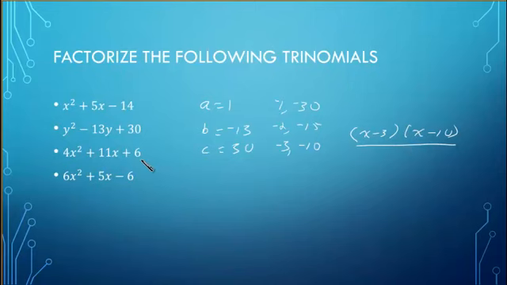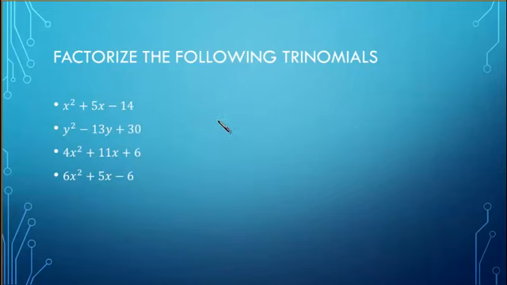Okay, so let's look at this one. Here we have a is equal to 4, b is equal to 11, and c is equal to 6. AC is equal to 4 times 6, 24. So we need the factors of 24 that add up to 11. So let's run them down. Of course, 1 and 24 won't work. 2 and 12 won't work. That'll give us 14. How about 3 and 8? Yes, these will add up to 11.